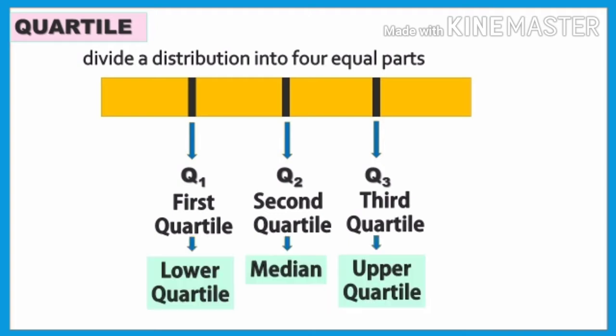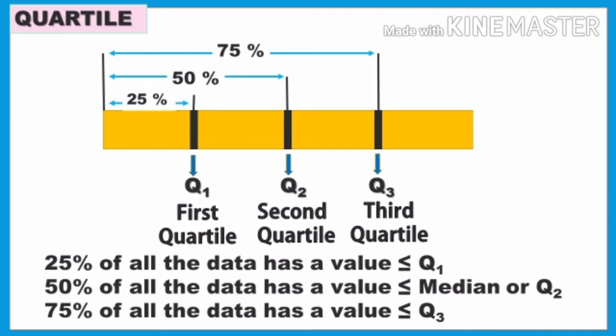Ang first quartile, ito yung tinatawag na lower quartile. Ang second quartile, ito yung tinatawag na median o pinakagitna. And then, third quartile, ito yung tinatawag na upper quartile. Okay, now let's study the given figure. On the given figure, we have the first quartile, the second quartile, and the third quartile.